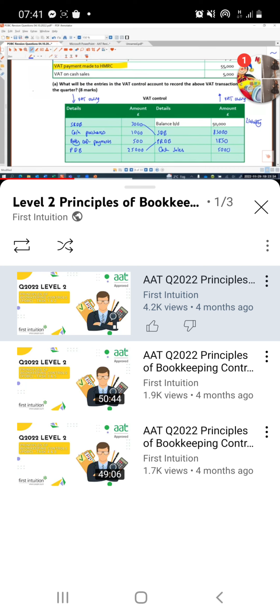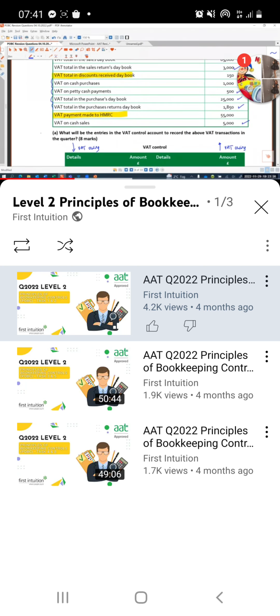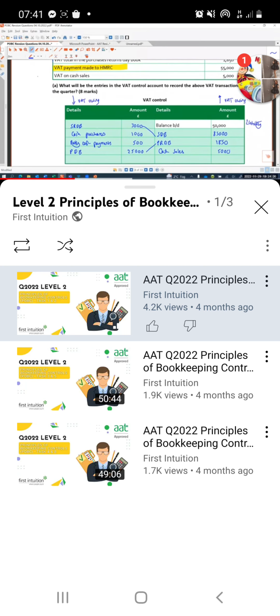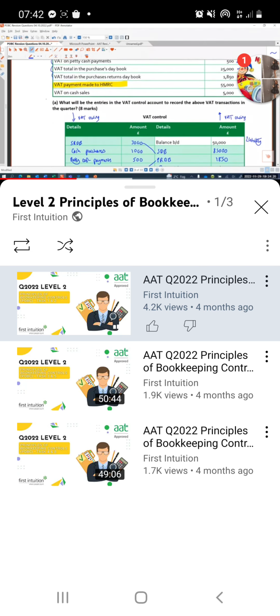So that leaves me with the two more complicated, or a bit more messy, entries. First one being VAT payment made to HMRC. So I've actually taken money out of my bank account and I have paid off some of the VAT owing. What side of my VAT account would that go on? Exactly right. Well done.